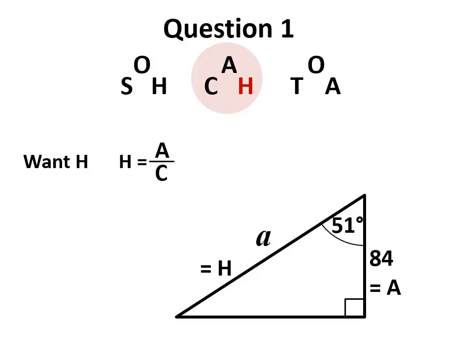Well, the hypotenuse is A over C. Our A is 84. C stands for cos of the angle, cos of 51. We stick it in our calculator and we get our answer.